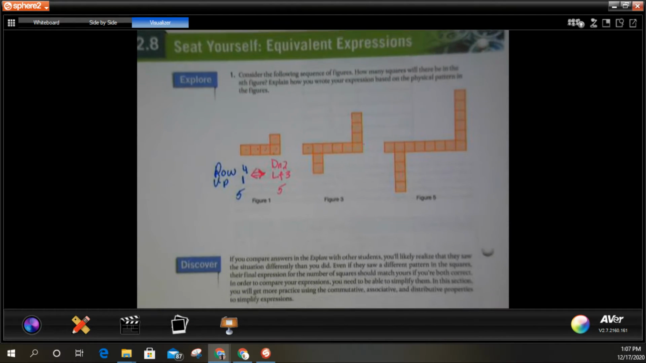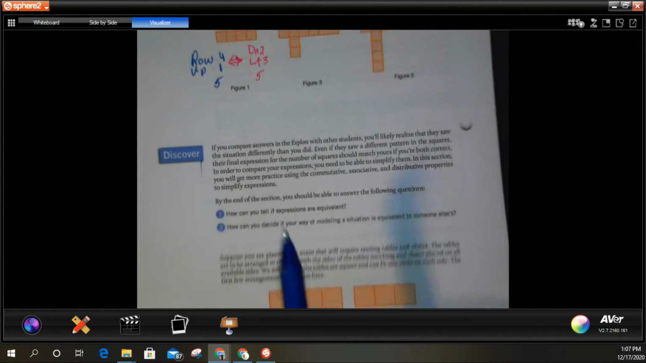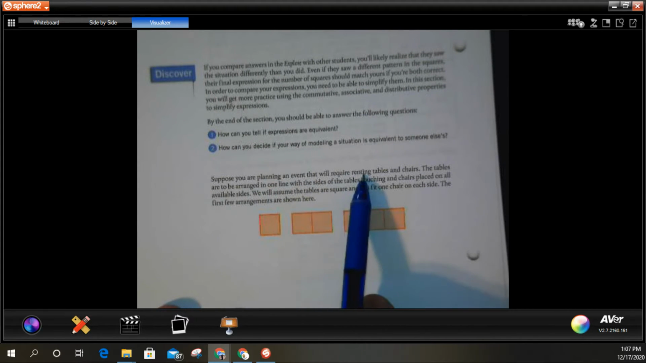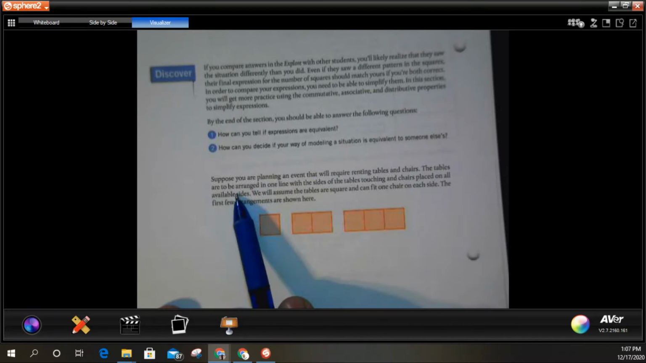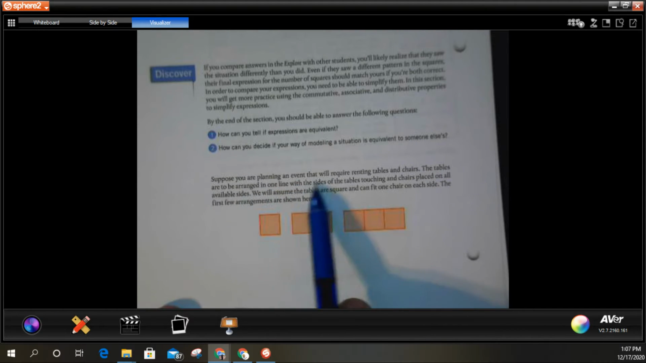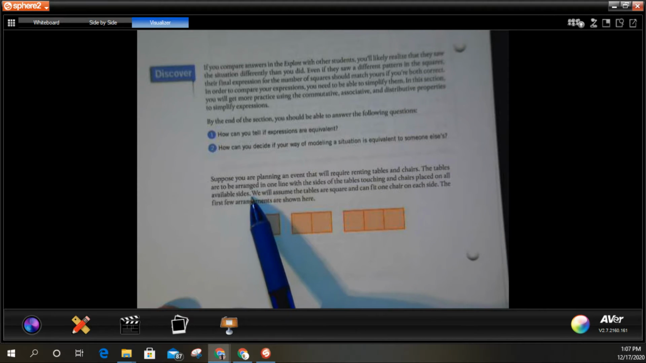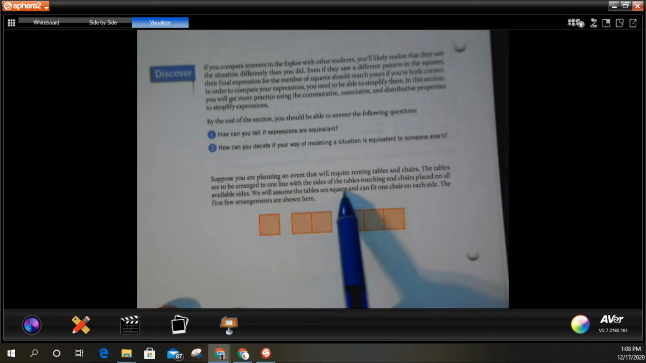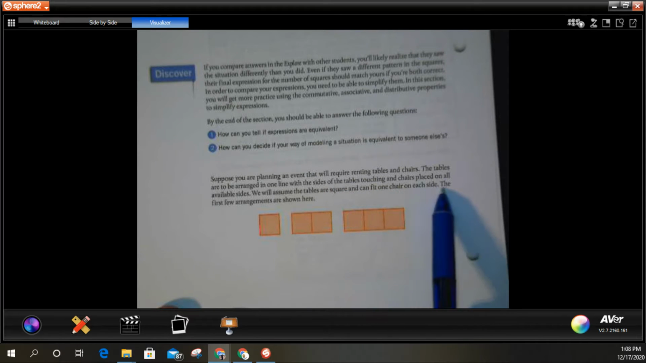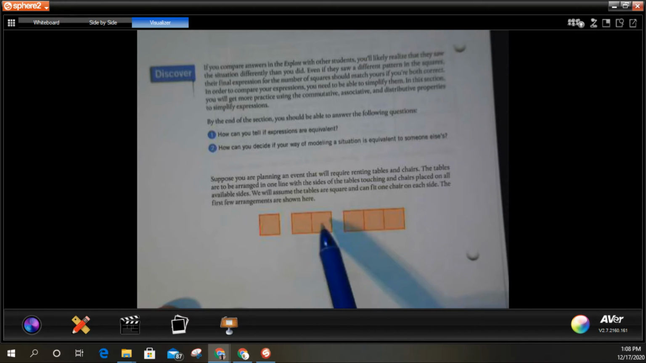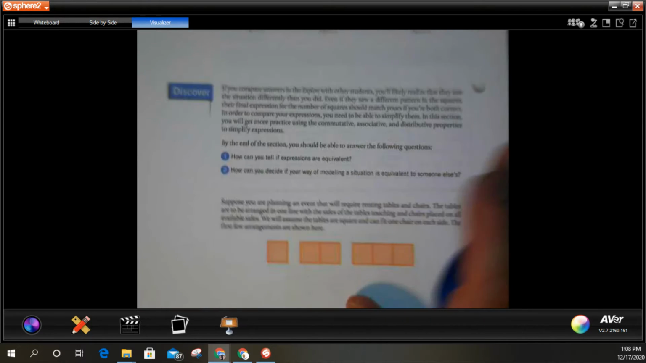Okay, let's see what they got here for an example. Suppose you are planning an event that will require renting tables and chairs. The tables are to be arranged in one line with the sides of the tables touching and the chairs placed on all available sides. We will assume the tables are square and can fit one chair on each side. The first few arrangements are shown. So they got one, two, and three tables. And I'm just going to go to the next page to make sure they don't go on here.